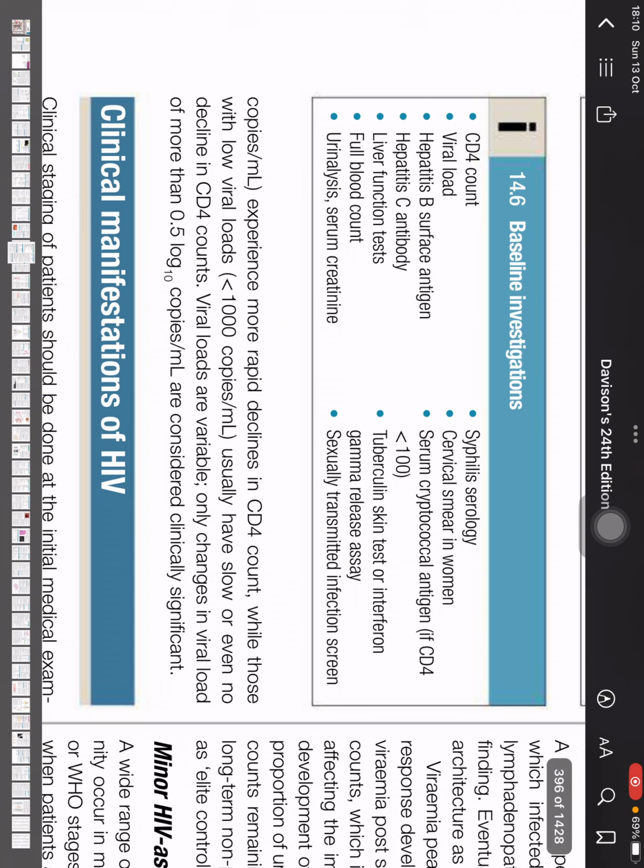Others experience more rapid declines in CD4 count, while those with low viral loads less than 1,000 copies per ml usually have slow or even no decline in CD4 count. Viral loads are variable. Only changes in viral load of more than 0.5 log 10 copies per ml are considered clinically significant.